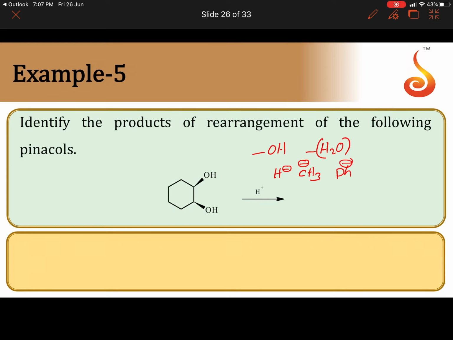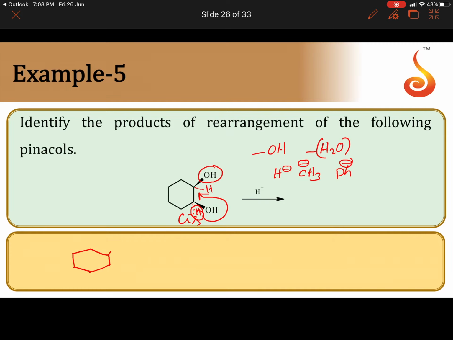So in this, this is cis diol. Two OH groups are above the plane, hydrogens are below the plane. So here OH is going to be removed, H is going to migrate. So exactly both are in the opposite direction. So first, what happens?